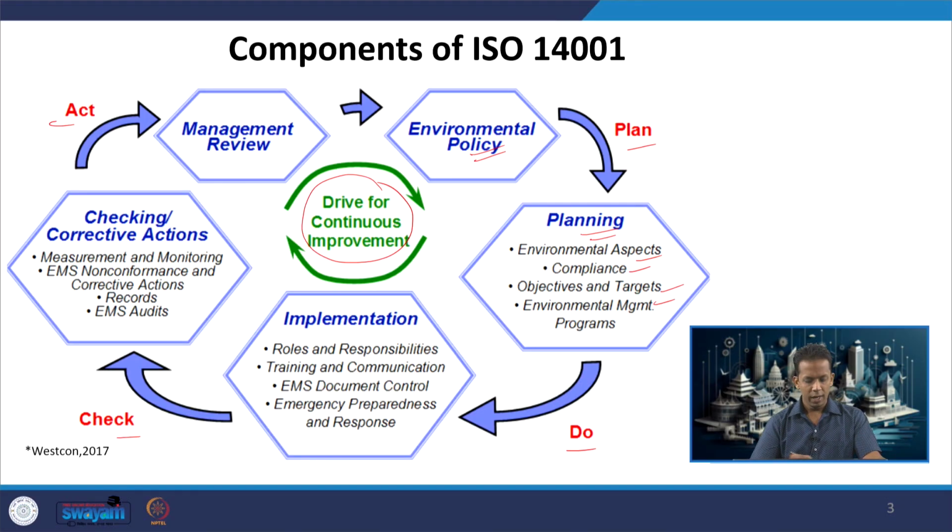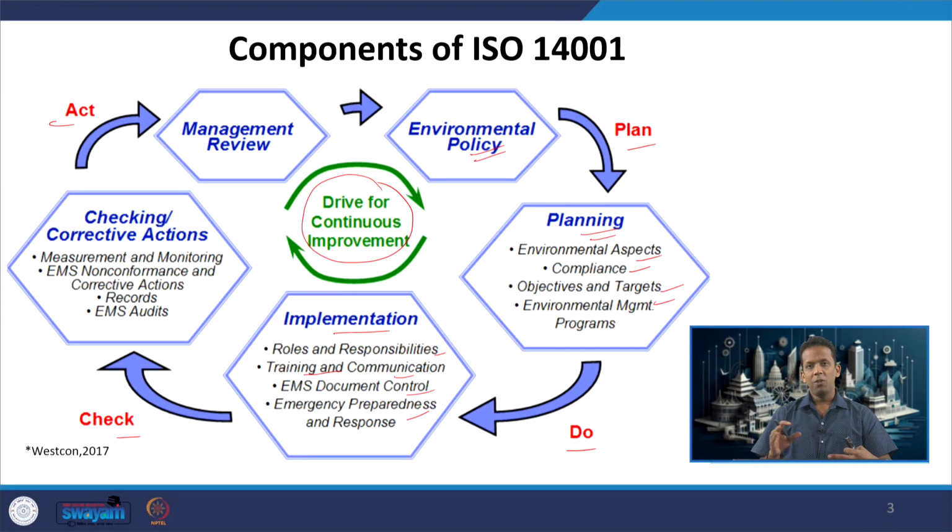and the further plan of action is also considered in this stage. In implementation, you form a team and assign roles and responsibilities to different members of the team, and because most often it is a team with new members, there is a need for training and communication. EMS document control and emergency preparedness and response are prepared in the implementation stage.